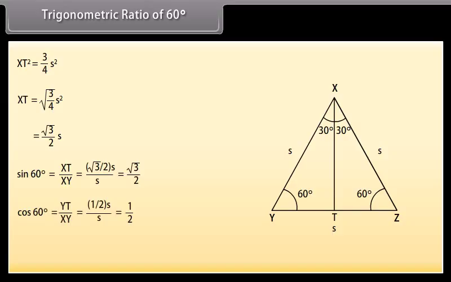Cos 60 degree is equal to YT upon XY equals 1 upon 2s upon s equals 1 upon 2. Tan 60 degree is equal to XT upon YT equals square root 3 upon 2s upon 1 upon 2s, equals square root 3.